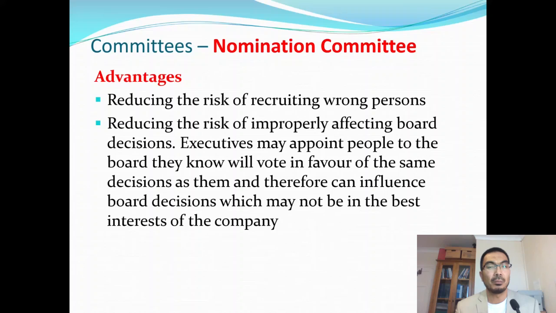They also reduce the risk of improperly affecting the board decisions. Especially executives may appoint people to the board who they know will vote in favor of the same decisions as them, therefore they can influence the board decisions, which may not be in the best interest of the company. Imagine that the director is the CEO of the company. Then without a nomination committee, this director, the CEO of the company, can bring his own brother or his relatives to the board, where they don't challenge the decisions of these relatives.